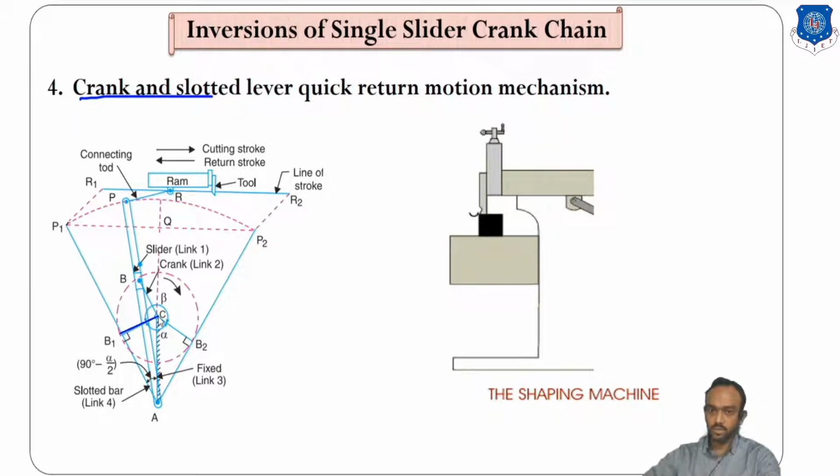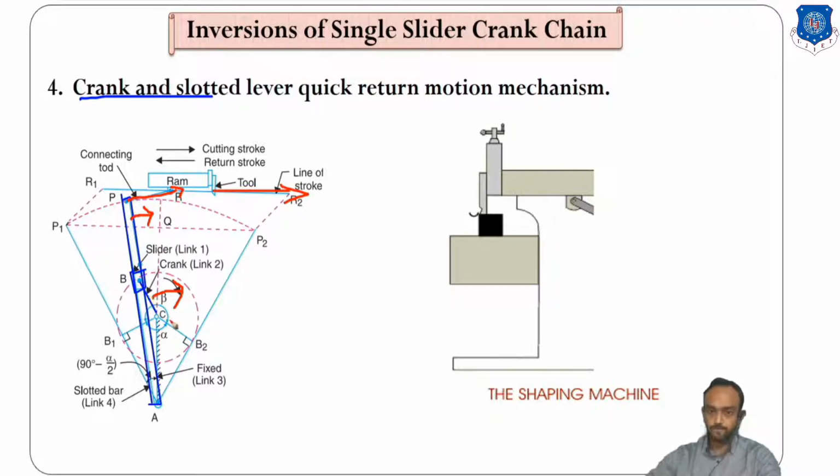You can see the crank, and at the end of this crank you can see this slider, not piston but slider, which is located in a slotted bar. You can see here this is the slotted bar, in which, if the crank is rotating in some direction, the slotted bar is also moving in this direction, it will force this ram in this direction and the cutting stroke will happen.